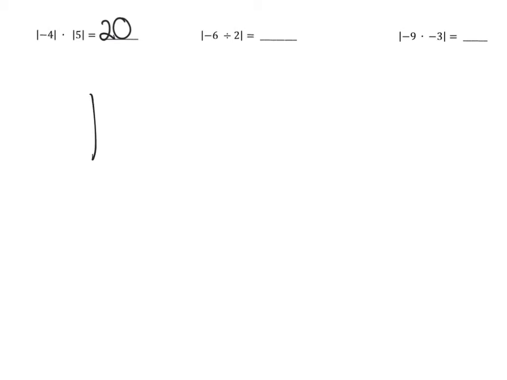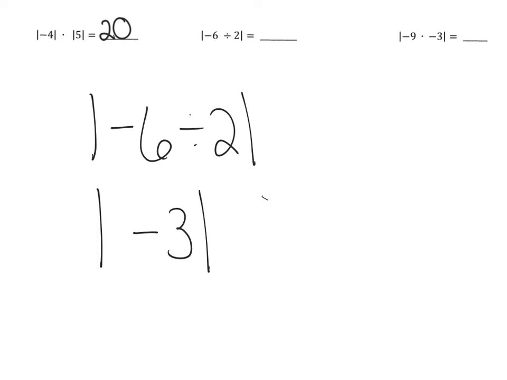Next, we have the absolute value of negative 6 divided by 2. And we talked about, once again, these absolute value signs are grouping. So we need to do the inside first. So I have the negative 6 divided by 2 will give me a negative 3. And then the absolute value of negative 3 is going to be a positive 3.